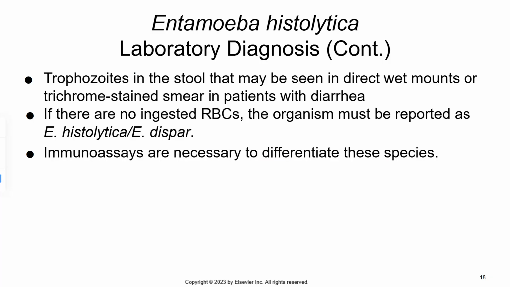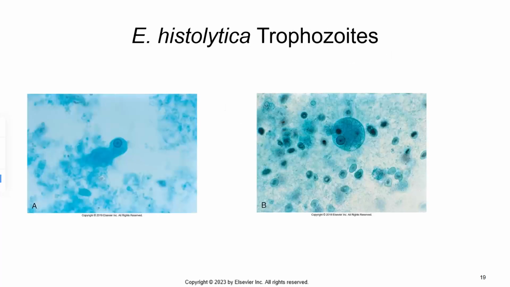Trophozoites in the stool may be seen in a direct wet mount or trichrome stain smear in patients with diarrhea. If there are no ingested red blood cells, the organism must be reported as E. histolytica/E. dispar. Immunoassays are necessary to differentiate these species. So here's E. histolytica trophozoites.